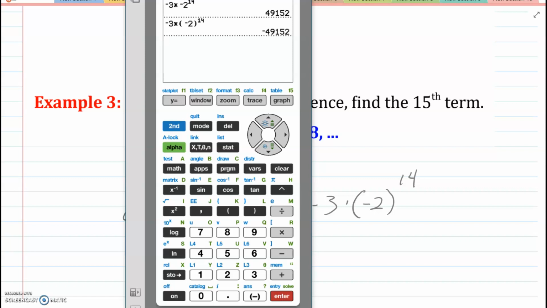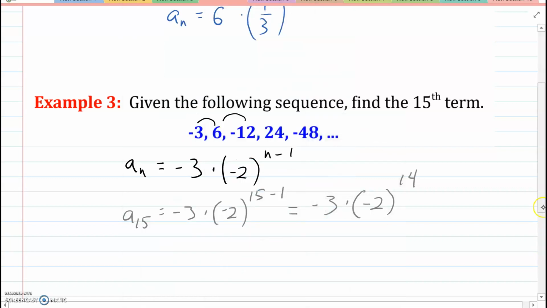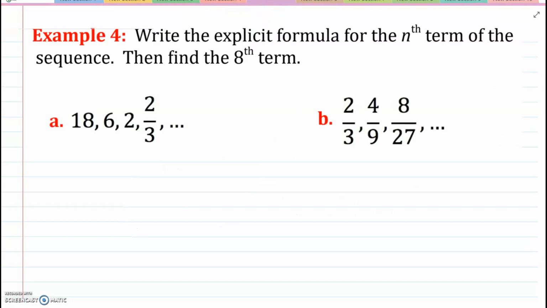-49,152. Okay, next, let's go in and see what else we've got here to play with. Next, let's find the explicit formula for the nth term of the sequence, and then we're going to find the 8th term.